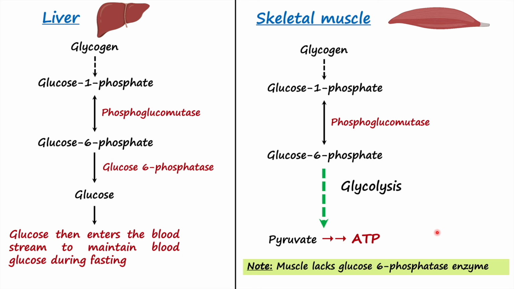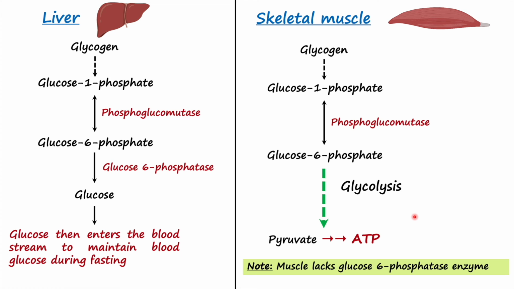So this is very important because if we are doing some exercise, or in athletes who are constantly undergoing extensive training, skeletal muscle actually breaks down glycogen and releases energy in the form of ATP. So it provides immediate energy during extensive exercise. So this is the most important function in liver and skeletal muscle. In liver, the main purpose of glycogenolysis is to maintain the blood glucose during fasting, and in skeletal muscle, glycogenolysis provides immediate energy in the form of ATP during extensive exercise.